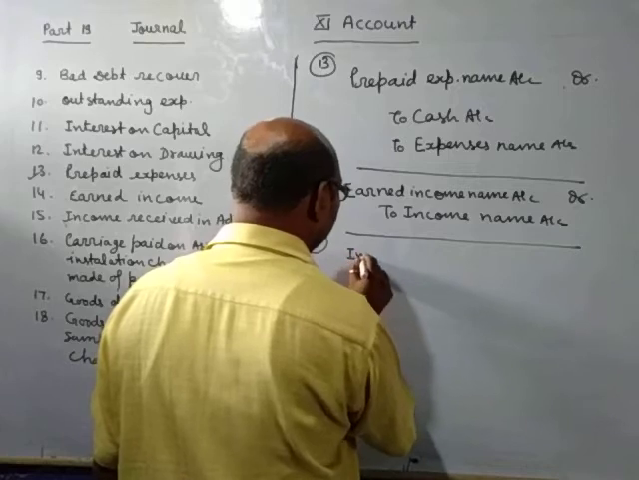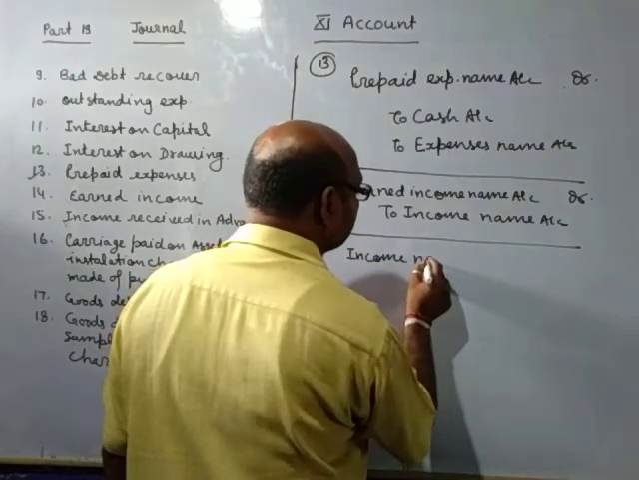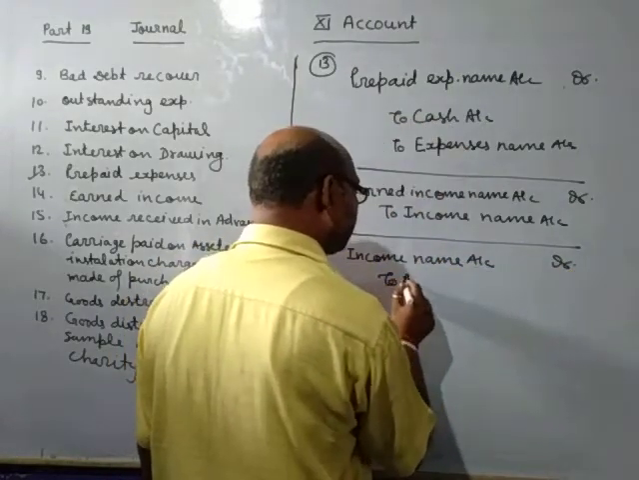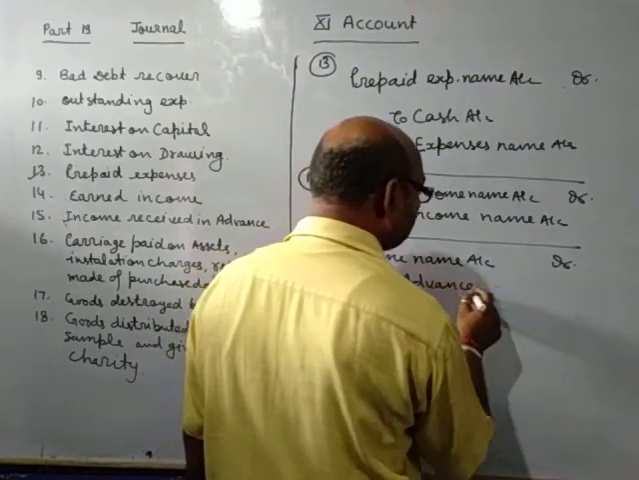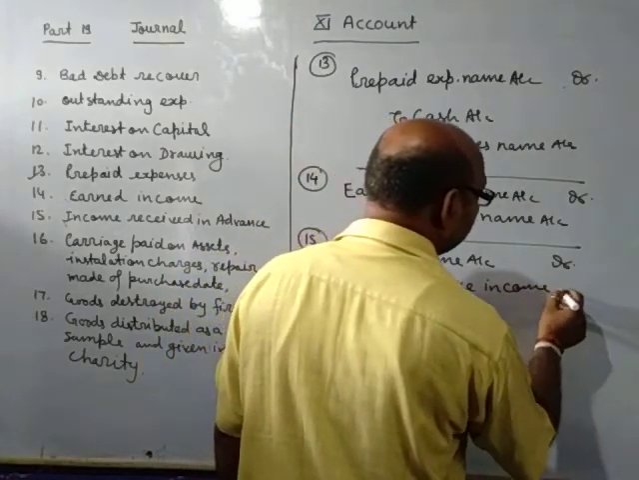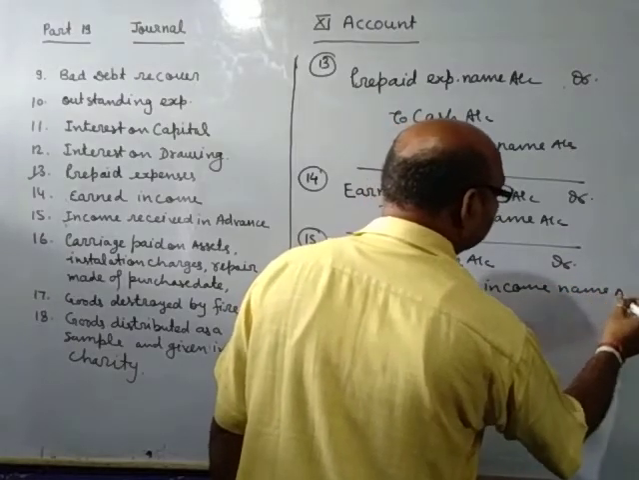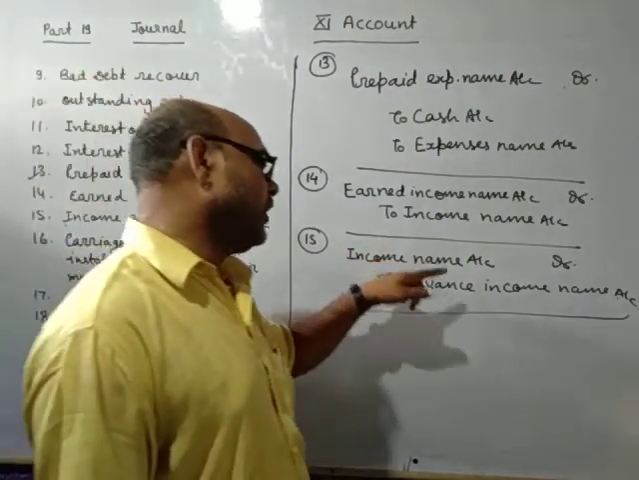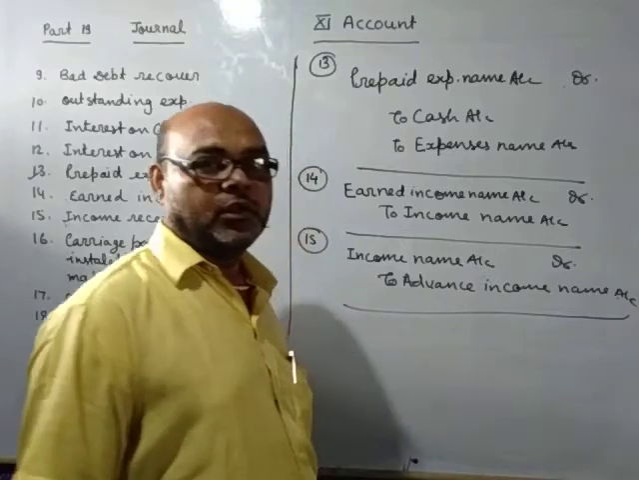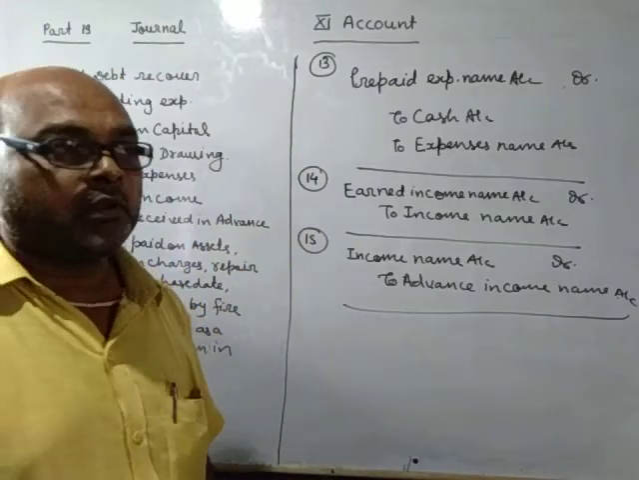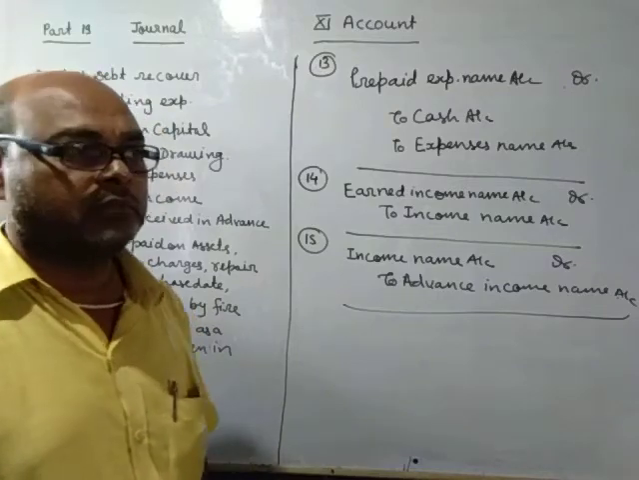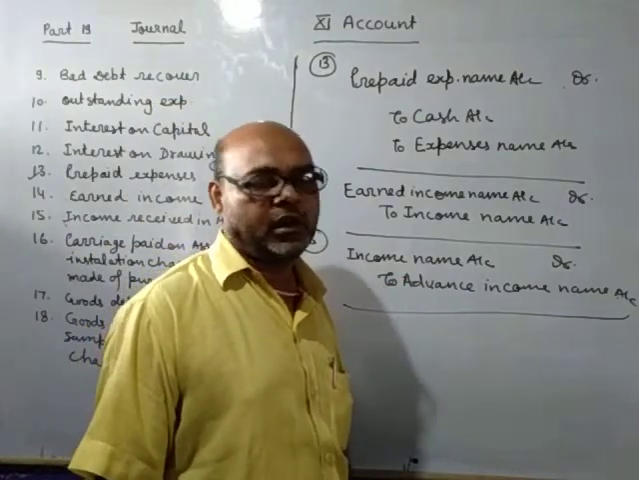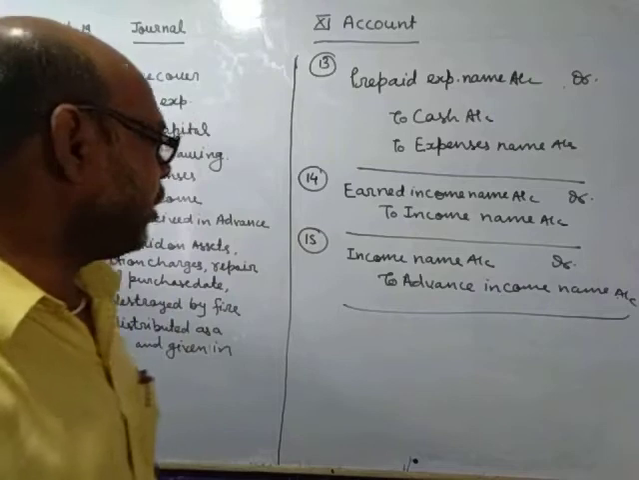So income name account debit to advance income name account. Like such, you have received the rent in advance, so rent account debit to advance rent account. You have received the interest in advance, now interest account debit to advance interest account. So you will write the name of the income.